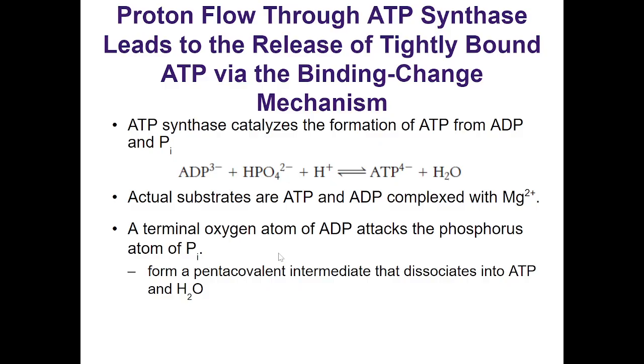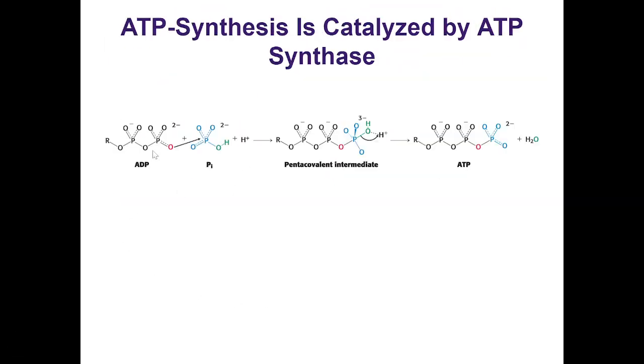Yeah. So a terminal oxygen atom of the ADP attacks the phosphorus atom of the orthophosphate. It's going to form a pentacovalent intermediate that will dissociate into ATP and H2O. This right here is the ADP. This is the orthophosphate. You're going to get an attack on the phosphorus here, and you need an H+ to finish this reaction. So this is going to be the pentacovalent intermediate right here. Notice why it's pentacovalent. There are 5 bonding oxygens, aren't there? Okay, which is why you need the H+.